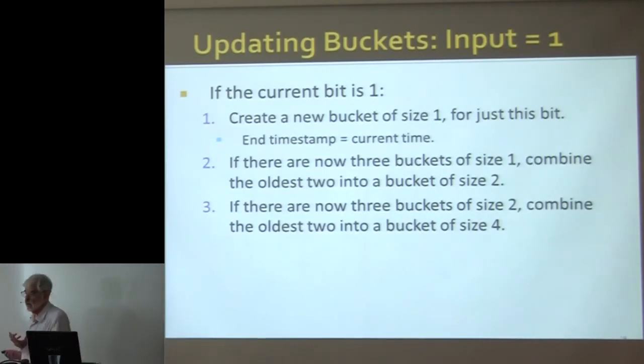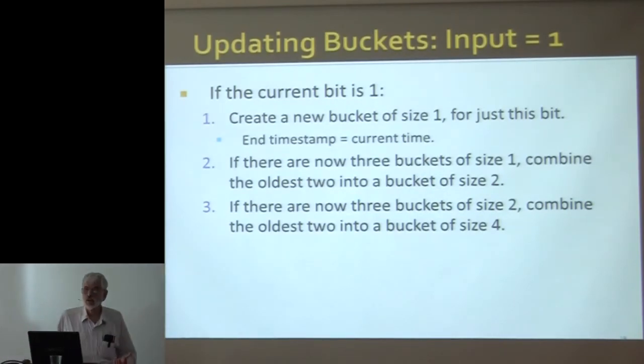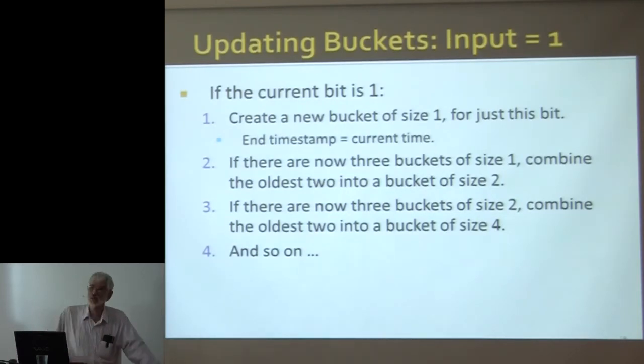Of course, now, having created a new bucket of size 2, I may now have 3 buckets of size 2, and that's not legal, so I have to take the 2 oldest 2s and turn them into a 4. And of course that can create 3 4s, so I have to create an 8 from 2 of them, and that may create 3 8s and so on. But it can't ripple more than log n time because there can't be buckets bigger than size n.